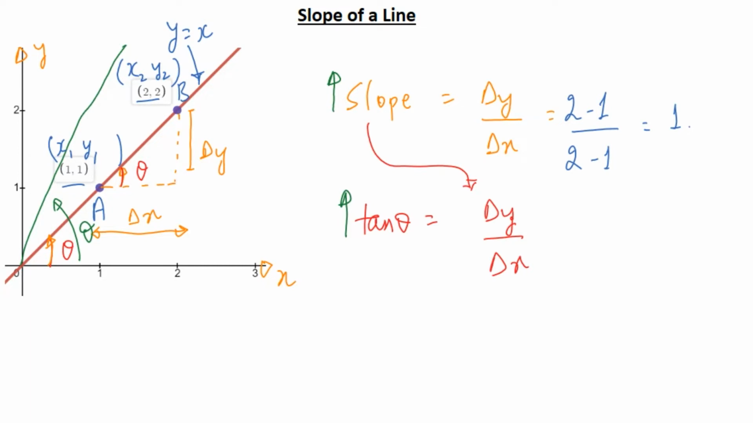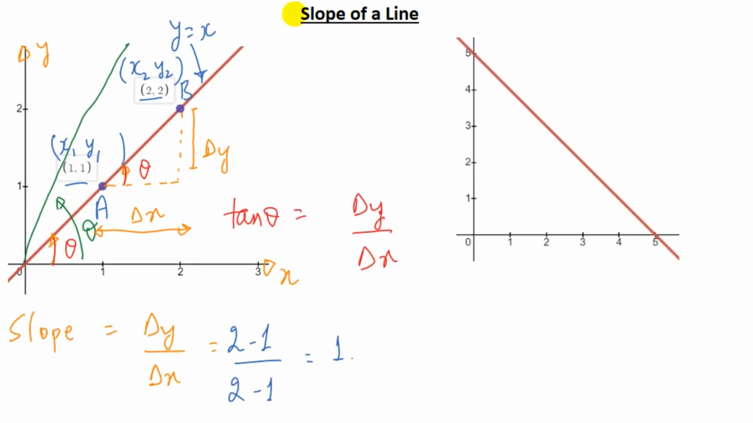Now let us consider one more figure. This is the line that represents the equation y equals 5 minus x, and we need to find the slope of this line. Again we can consider 2 points, let this point be the first and let this be the second point. If you write the coordinates of these points, this would be 5, 0 and this would be 0, 5. So this is x1, y1 and this is x2, y2.